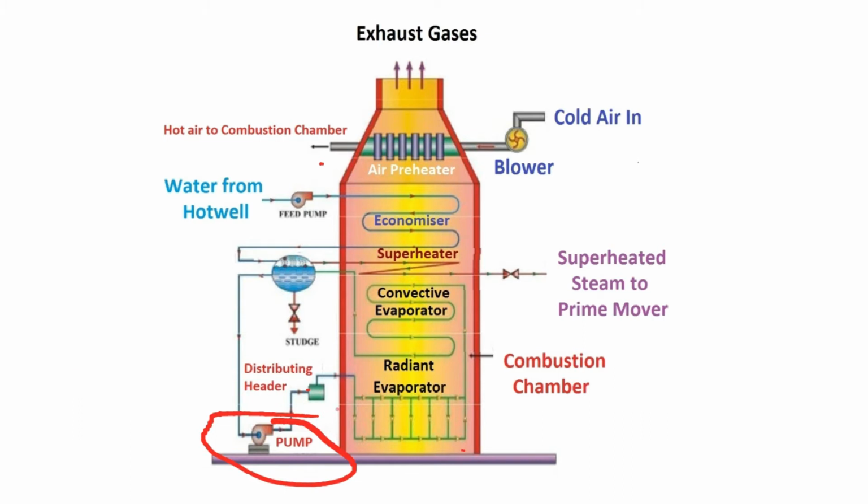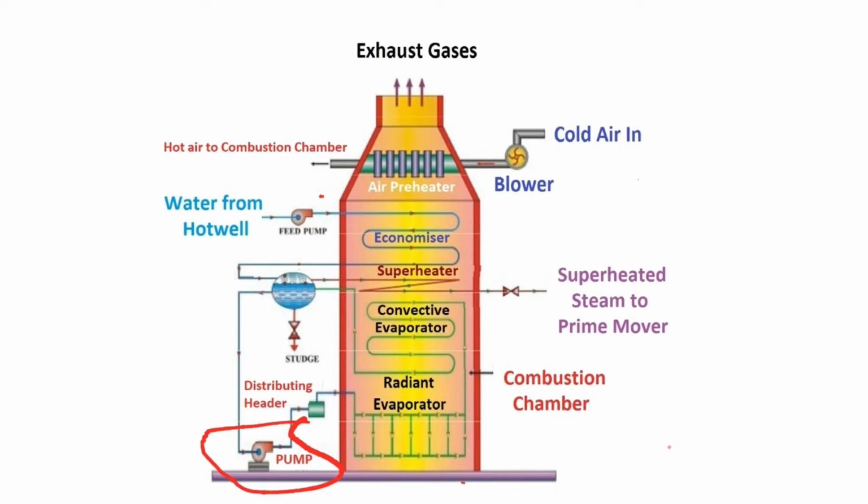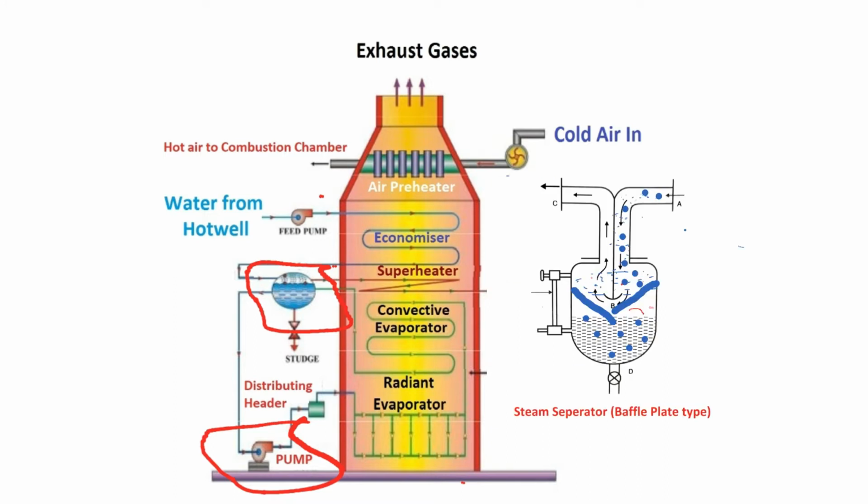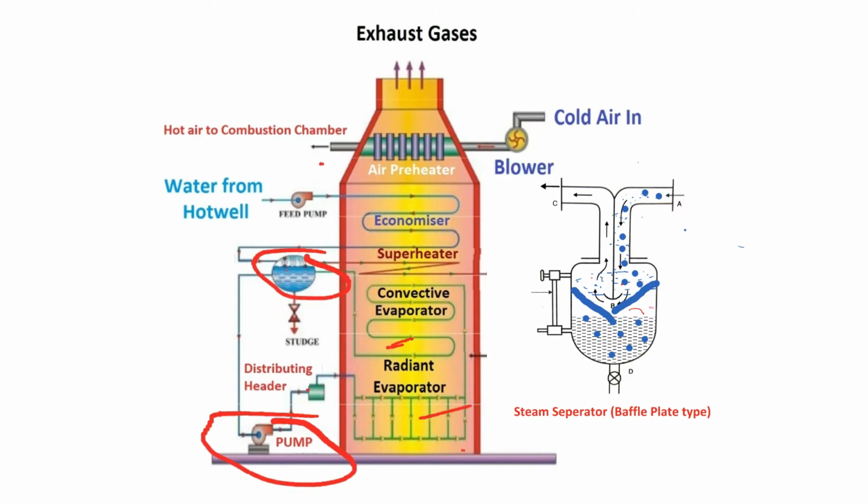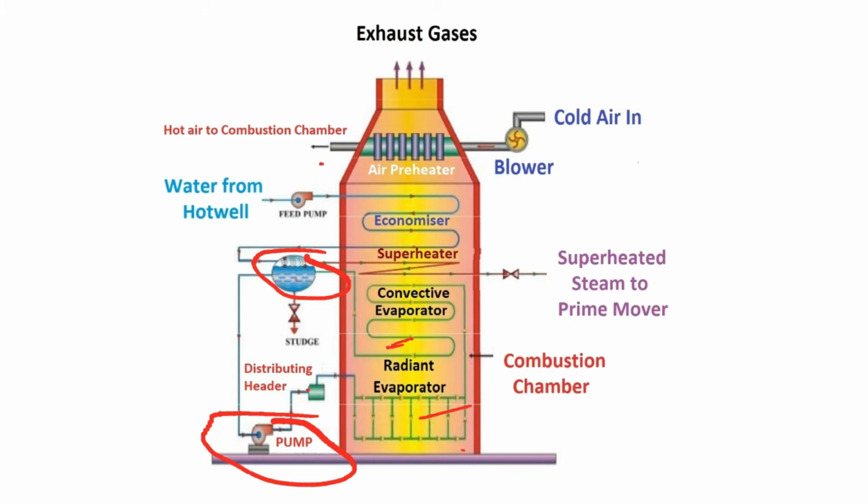Here you can see that these are the evaporator tubes, and part of the water evaporated is separated in the separator drum. Here you can see that this is a drum. Part of the water is evaporated, and the evaporated water is separated in this drum. At the top side of the drum the steam is collected, and at the bottom side of the drum the water particles are there, with density higher than steam particles.